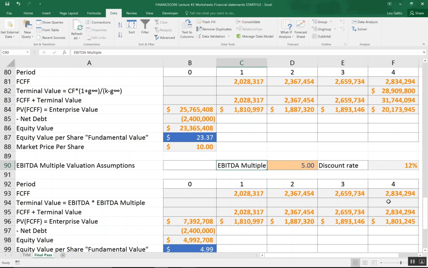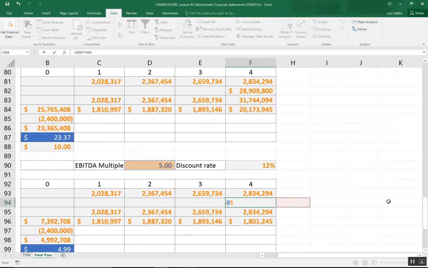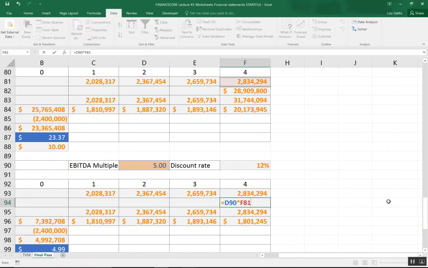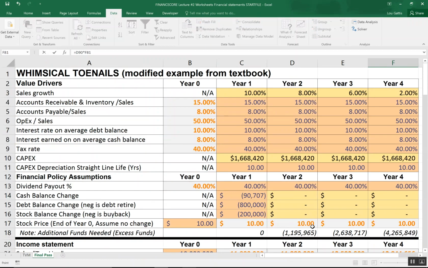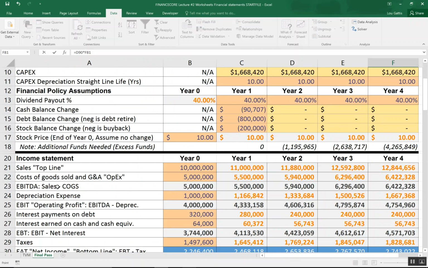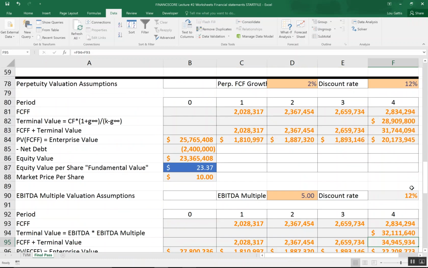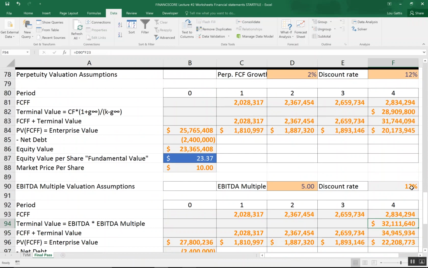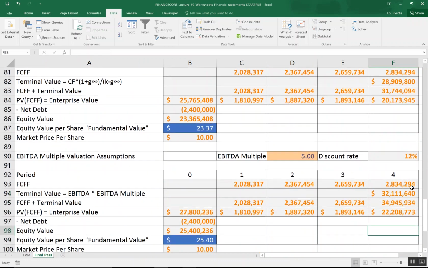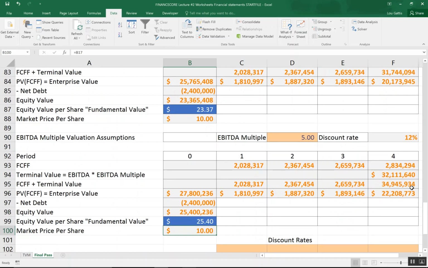So if I take my EBITDA multiple, I have my same cash flows here. I'm going to say at the end of year 4, I'm going to receive that final cash flow. And then if I had to, I could sell the firm for 5 times year 5 EBITDA. So I need to go up there and find EBITDA. There's my EBITDA. So 5 times year 5 EBITDA is 32,111. I can then take the present value of all future cash flows, 27 million, subtract out my net debt. Do the same thing here, divide by number of shares.